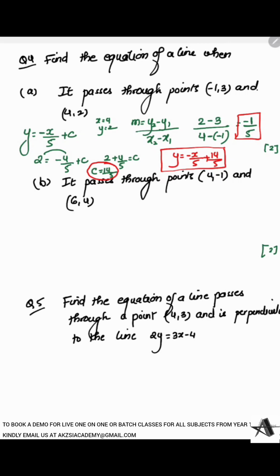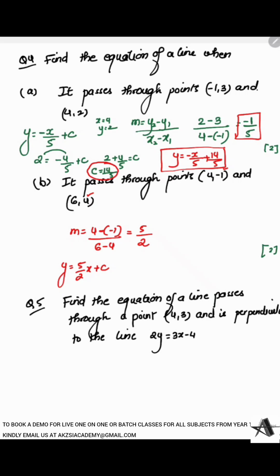Next is part B. It passes through points (4, -1) and (6, 4), and we have to calculate the equation of this line. Same thing: first calculate the gradient. m = y2 - y1, so let me take this as y2: 4 minus negative 1, because this is y1. x2 is 6 minus 4. Minus minus becomes positive, so 4 + 1 is 5, and 6 - 4 is 2. So 5/2 is my gradient. Let me substitute. y = 5/2 x + c.